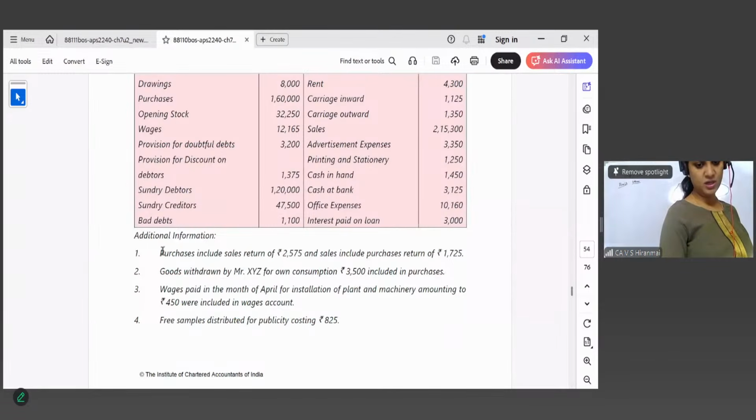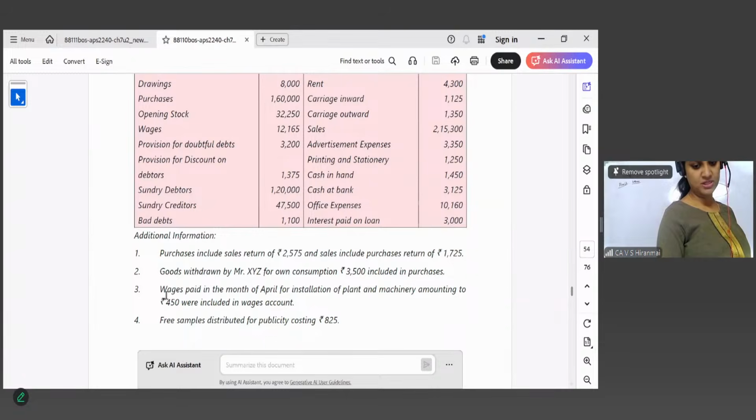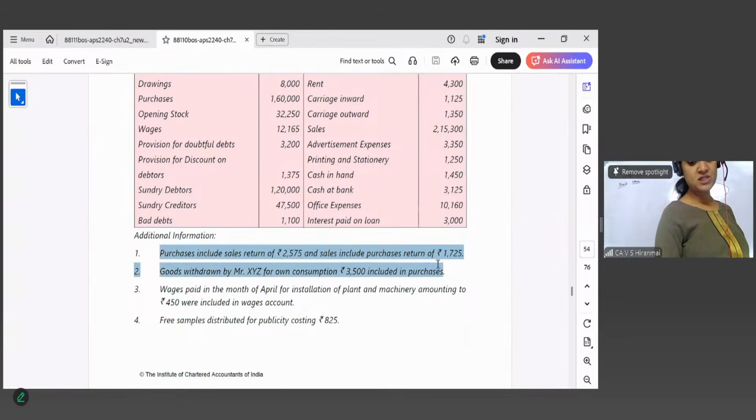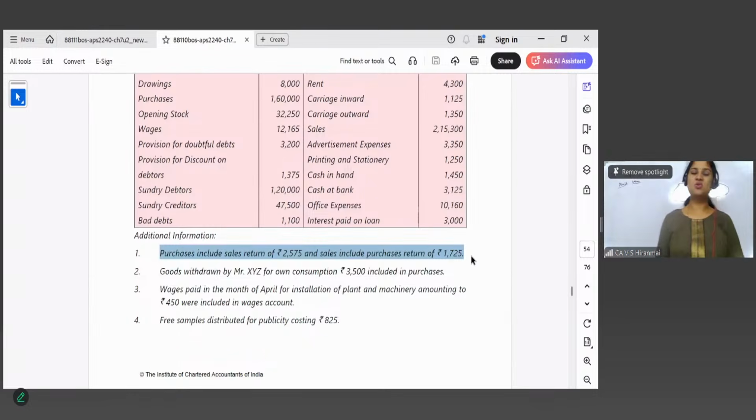So this is given to you. Additional information, there are some points. All of you please see, purchases include sales return and sales include purchases return. So what has happened? Mistake. There is an error. So the rectification of errors chapter you would have already done. The same thing now is coming here. So now they are telling: purchases wrongly include sales return and sales wrongly include purchases return.